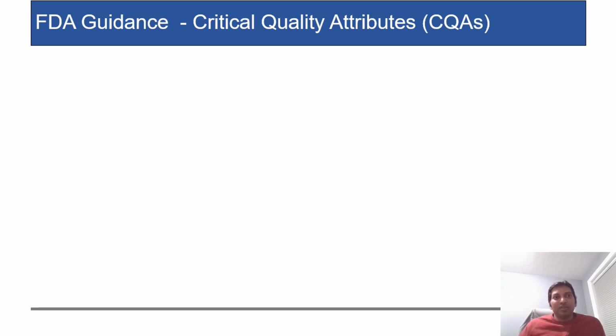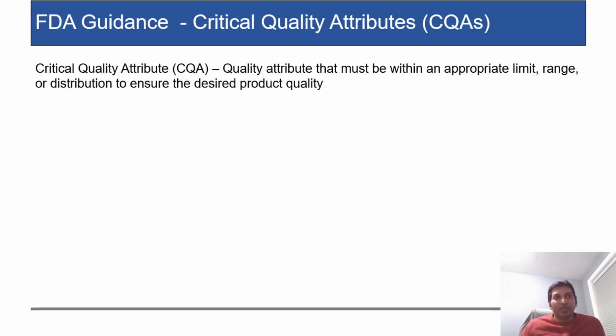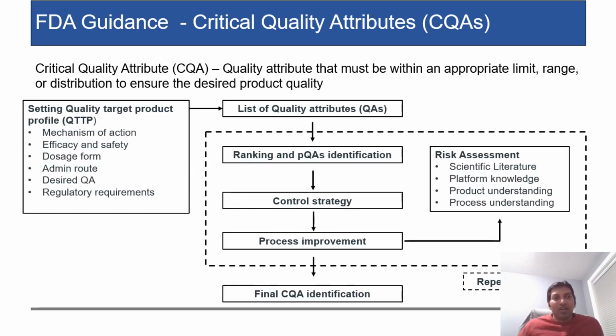From the lens of an FDA guidance for critical quality attributes, a critical quality attribute is an attribute that is within an appropriate limit, range, or distribution to ensure the desired product quality. So this is a very specific cycle of how these critical quality attributes for each product have been defined.